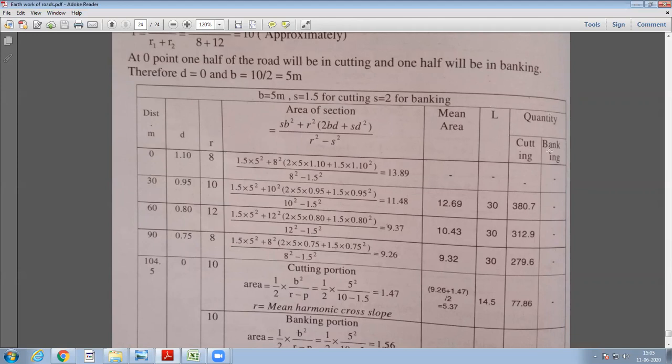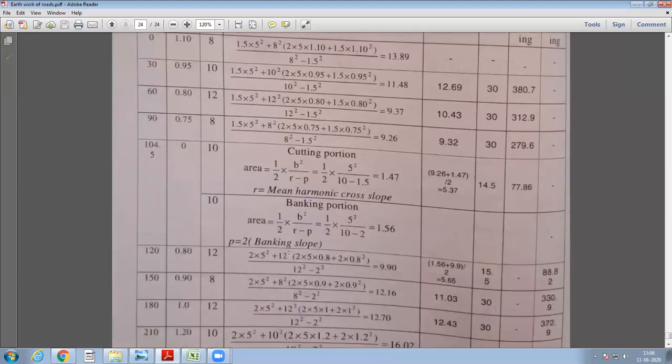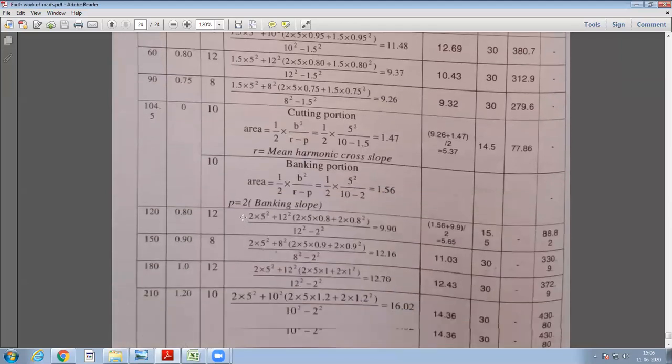Since we have both cutting and filling, you have to split this. Since the first point is cutting, use this S value as 1.5, D as 5, and the corresponding R value and depth. This depth, you can directly use the S value and all the data we have, so you can substitute it here. Up to 90 you can work out, and the same thing holds good after 120 up to 210 also.